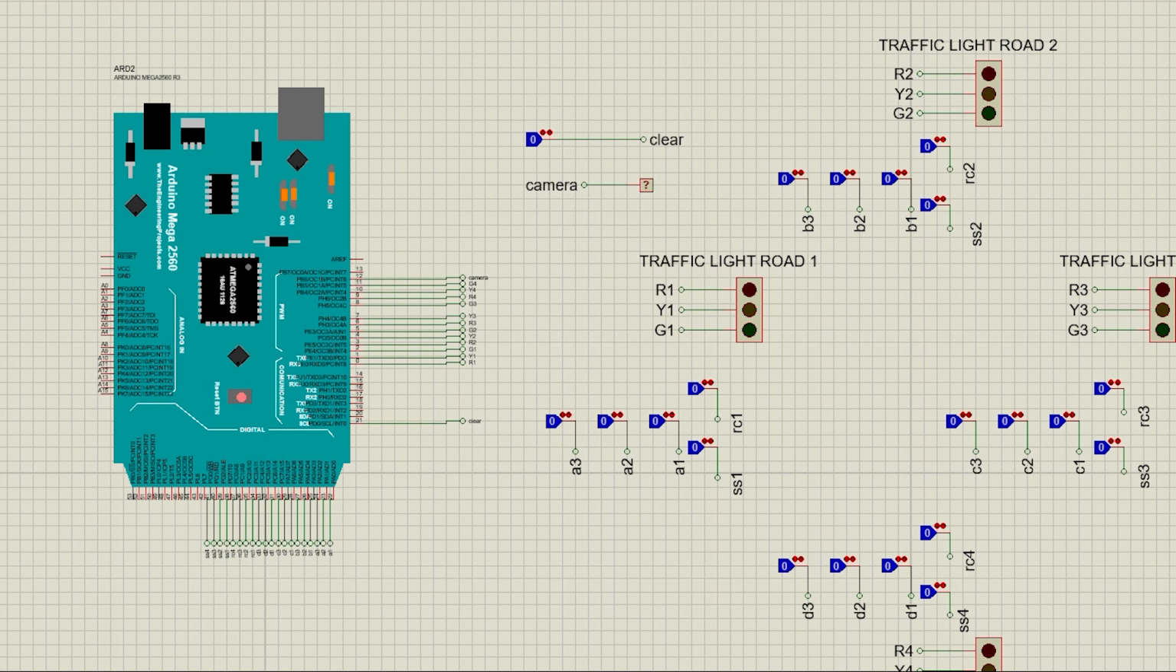So let's start the simulation. So initially all the roads are red because there are no vehicles in any of the roads. Suppose in the first road we have 1 vehicle. That would mean that A1 sensor would get activated. As soon as A1 is activated, we can see that this road becomes green.